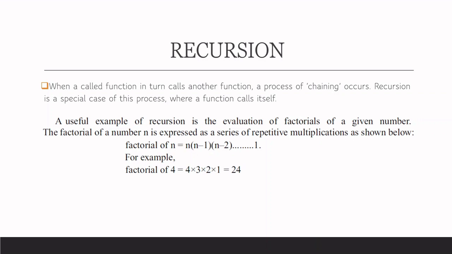So we know that factorial of n is n into n minus 1 into n minus 2 into n minus 3 up to 3 into 2 into 1, till 1 or till 0 it goes. So for example, factorial of 4 is 4 into 3 into 2 into 1. Okay, it goes like that. And factorial of 0 is always 1.